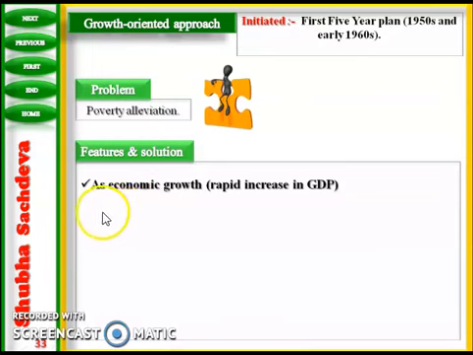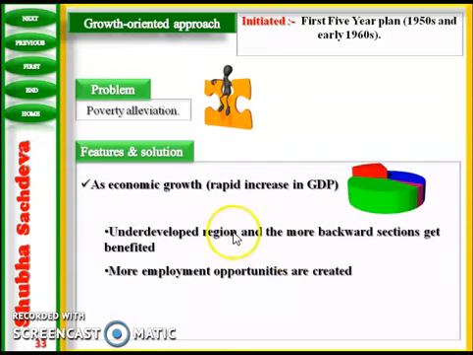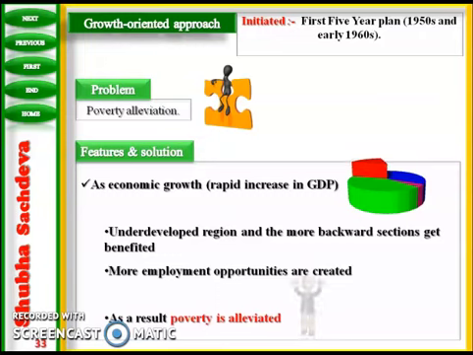So, features and solution. Economic growth means a rapid increase in GDP. Underdeveloped regions and the more backward sections get benefited. Whenever economic growth happens, obviously the backward regions and underdeveloped regions also get the benefit of this growth. When GDP increases, somewhere or the other, the benefits also go to the backward regions. More employment opportunities are created. People get more employment, more income. And when income increases, backward regions will benefit. As a result, poverty will be eliminated. So this was the solution given by the government under the growth oriented approach.